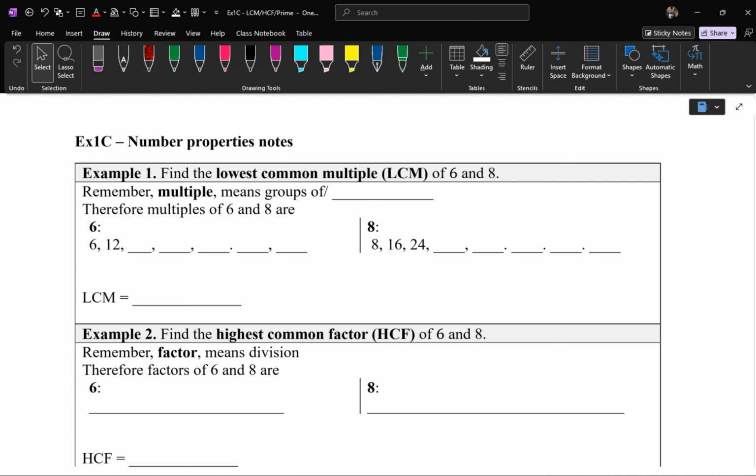Next week after your camp, because we're not going to see each other Monday, Tuesday, Wednesday, I'll see you Thursday next week. Then we'll do 1D, which shows you a shortcut to do LCM and HCF with bigger numbers.